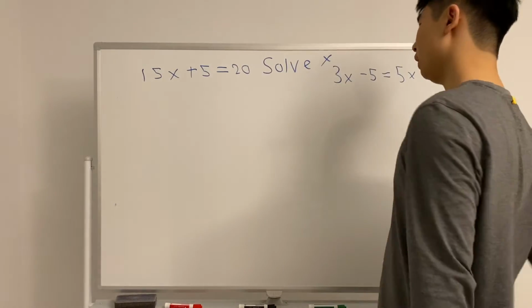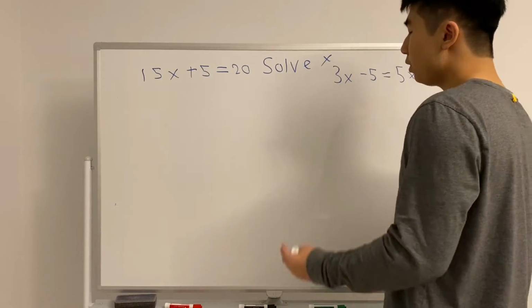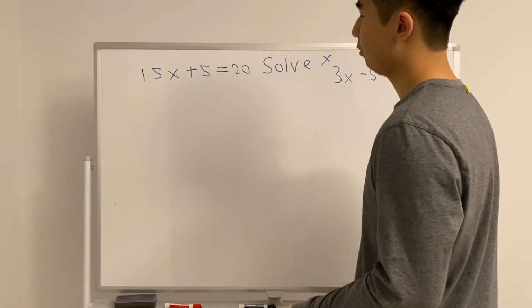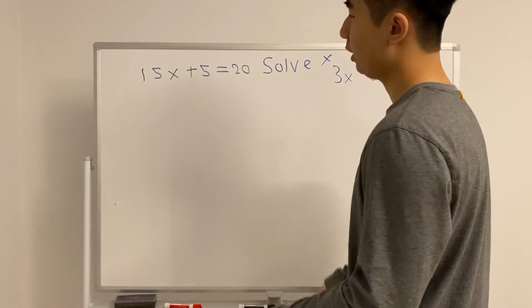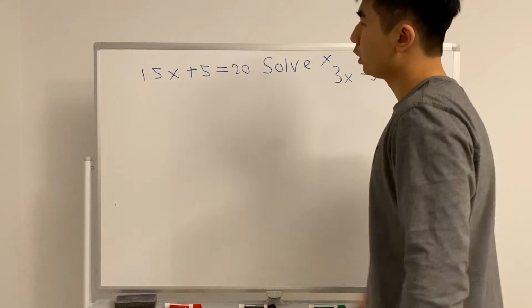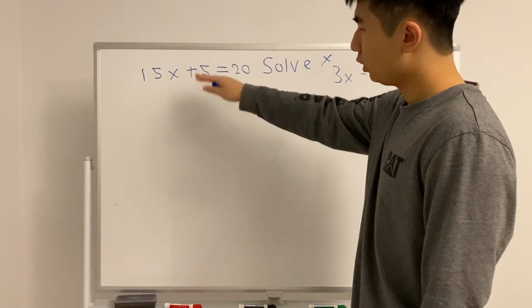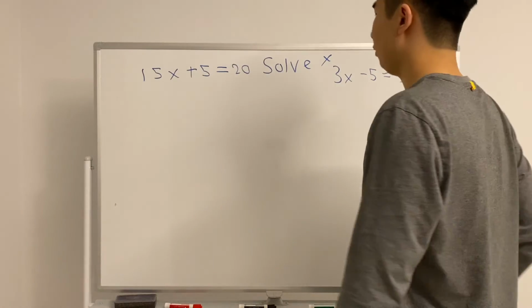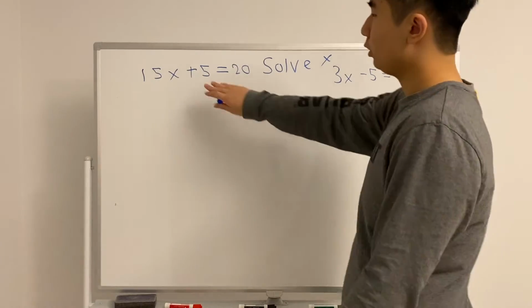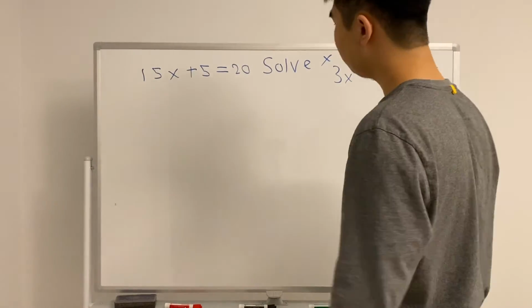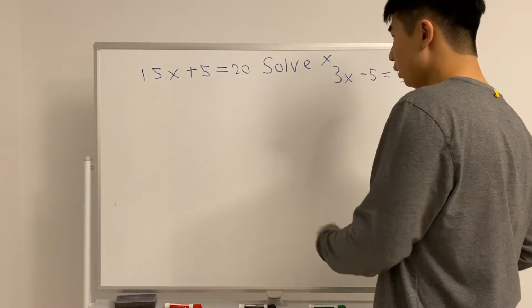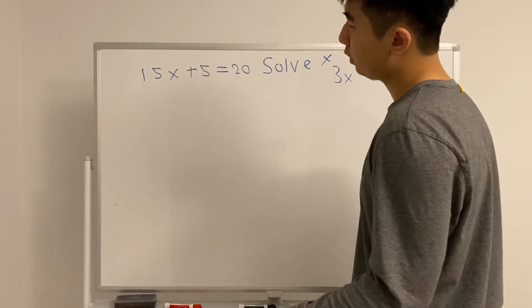What you want to do is, whichever numbers are not being multiplied or divided by x are the ones you want to try to get rid of first. So 15, the x is being multiplied by 15 here. So we don't really want to get rid of that right away because there's also a 5 on the same side. So it would be easier to get rid of the 5 first rather than the 15.